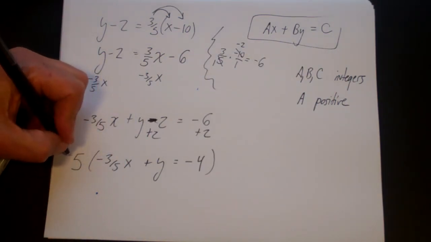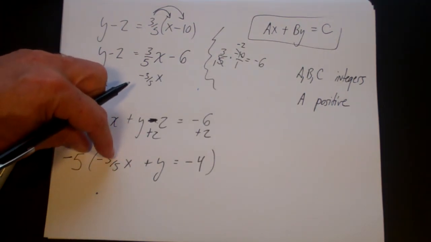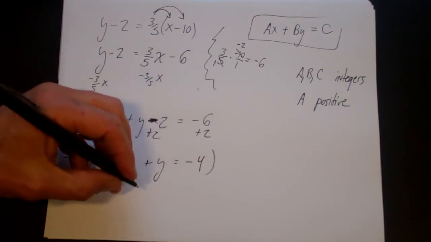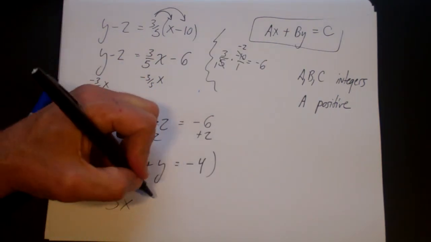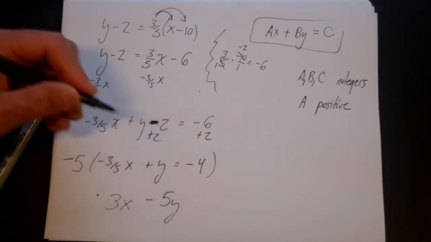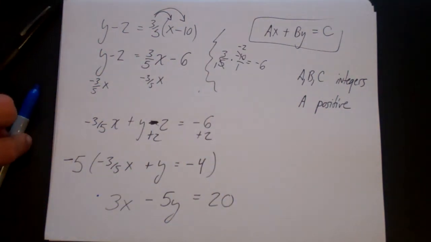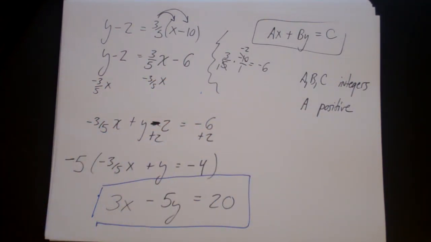Since x is negative, I'm going to multiply by minus 5. Minus 5, that's a negative times a negative, which is a positive, so it's 15 over 5, so that's going to be 3x. Minus 5 times y is going to be a minus 5y. Minus 5 times minus 4 is going to be a positive 20. And that's my answer right there. And that's how you write equations of lines given 2 points.